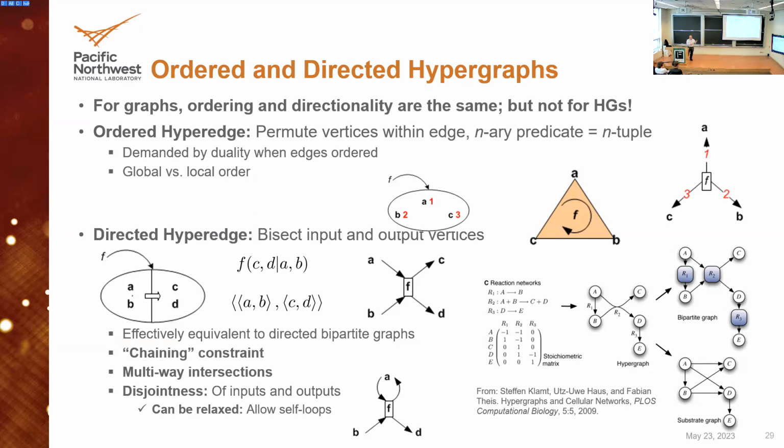They are not in hypergraphs. So in hypergraphs, in order to establish an ordered edge, I have to basically give a total order or a permutation to the members of the hyperedge, whereas for a directed hypergraph, I do a bisection, and I say this group of vertices are the input and this group of vertices are the output. There's a lot of literature in directed hypergraphs. There's very little literature in ordered hypergraphs.